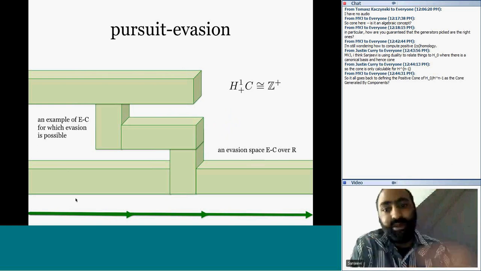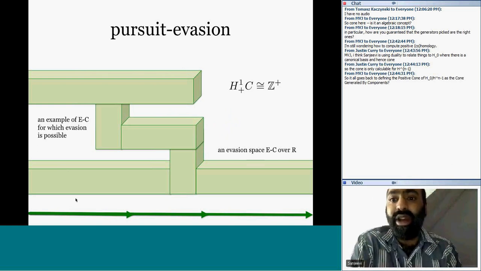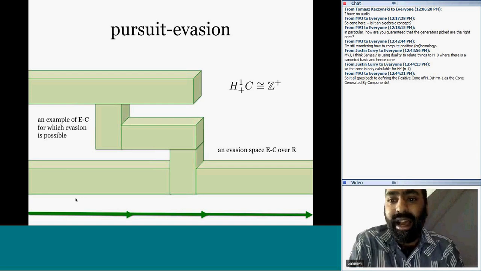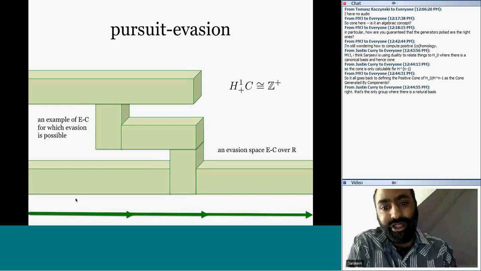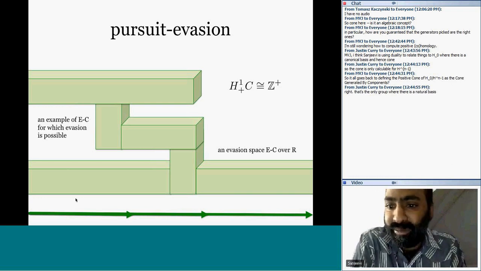If I switch around this example so that evasion is possible, and I go ahead and compute the first positive cohomology, it's isomorphic to Z plus, or really R plus, given the restriction that we have real coefficients. So it actually has a single generator, and that single generator corresponds to essentially a unique way of evading sensors in this example.